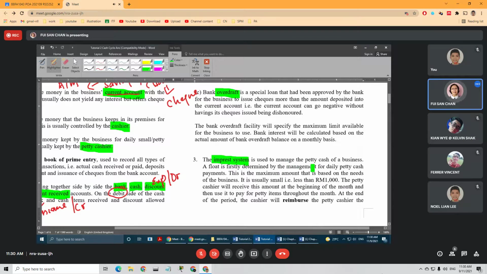So you see here, to manage petty cash of a business, a float is firstly determined by the management for daily petty cash payments. The maximum amount is based on the need. So normally it is usually small.